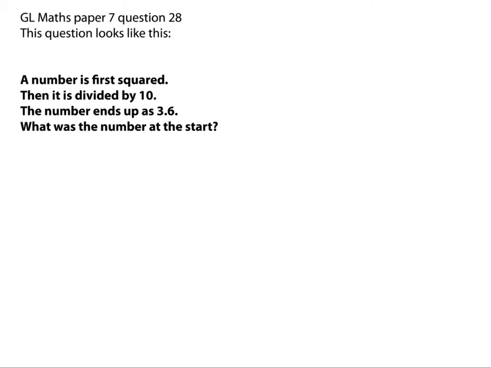Hi everybody, we're going to look at GL Maths question 28 from paper 7, and the question looks like this. A number is first squared, then it's divided by 10. The number ends up as 3.6. What was the number at the start?